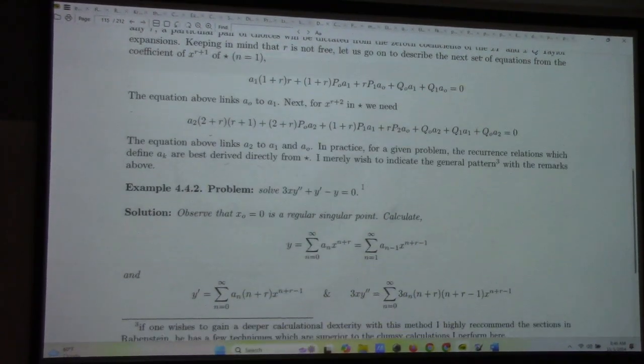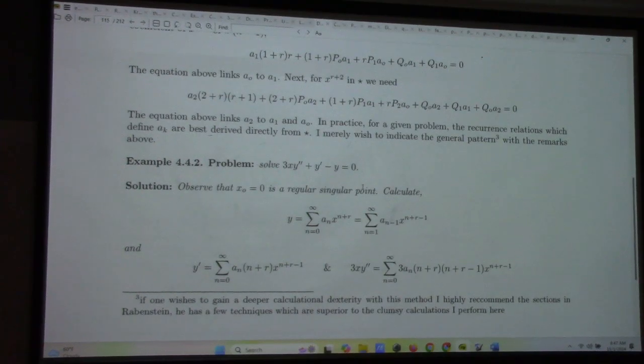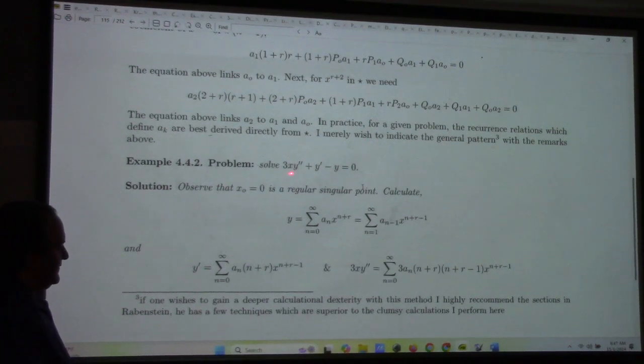Of course, let's see here. 3x y'' + y' - y = 0. x = 0 is a regular singular point. Great. That means I can apply the method of Frobenius. My Frobenius solution is this, which, whoa, I guess I can rewrite like that. Interesting. Why did I do that?